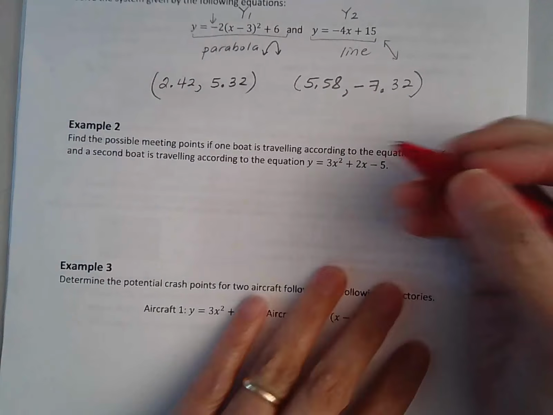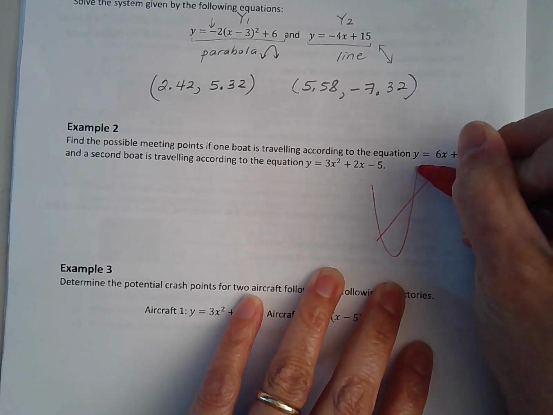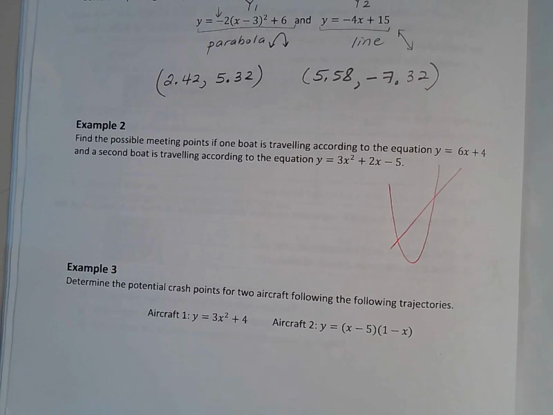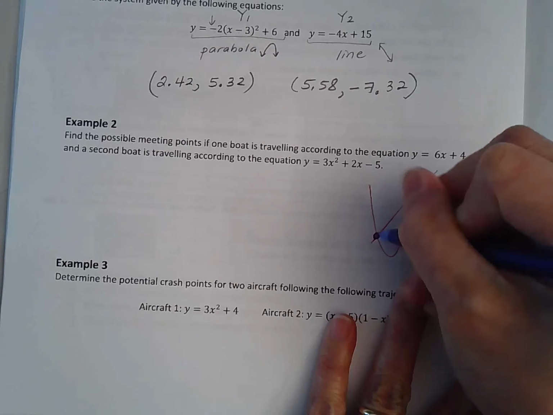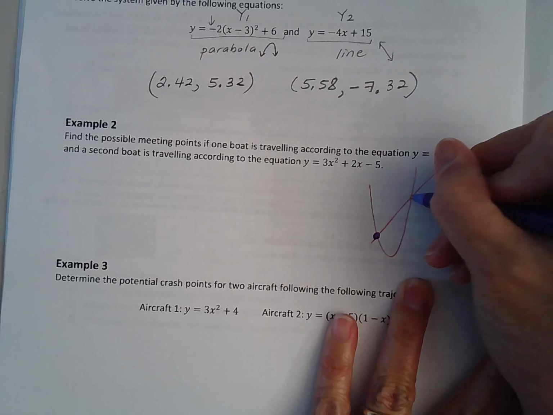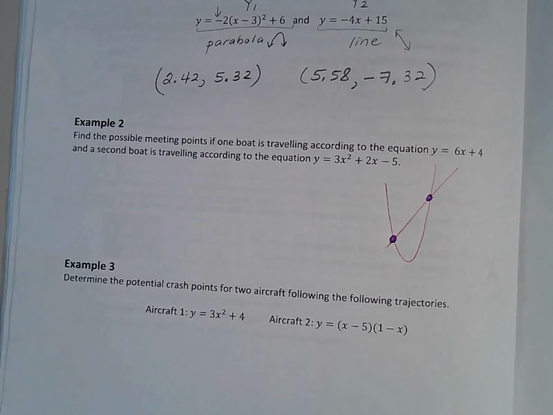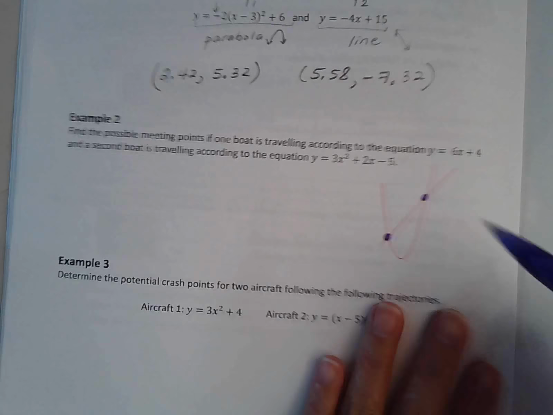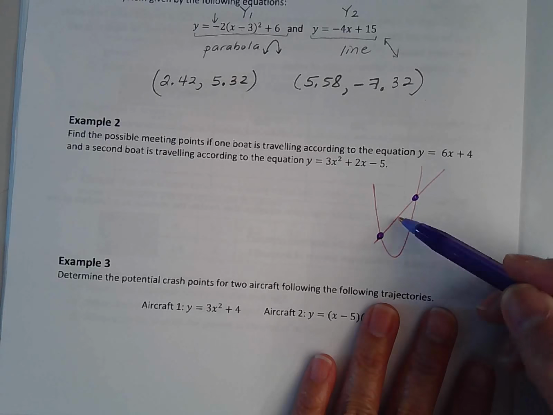One is going like this, and one is going like this. So where do they intersect? Where do they cross each other? There's 1 and 2, only 2. We're not counting the x-intercepts, just where the lines intersect.